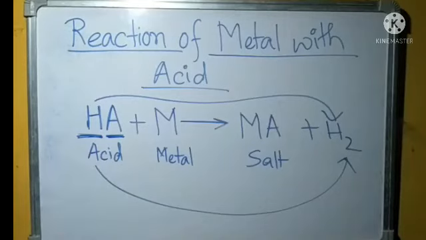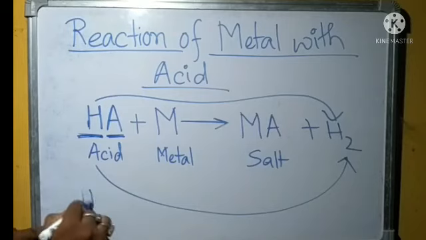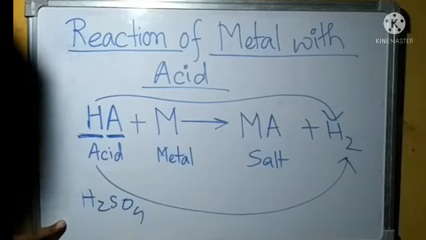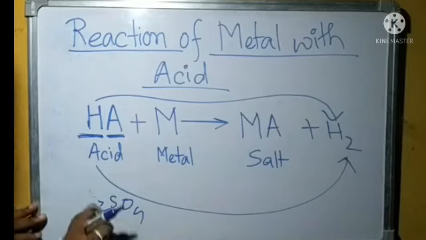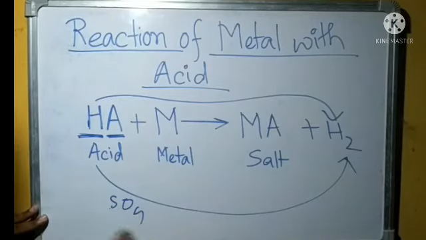A is remaining. So A is the anionic part. That is the negative ion which is present in the acid. For example, in sulfuric acid, sulfate, SO4 2-, is the negative part. What is sulfuric acid? H2SO4. So if you remove the hydrogen part, what is remaining?